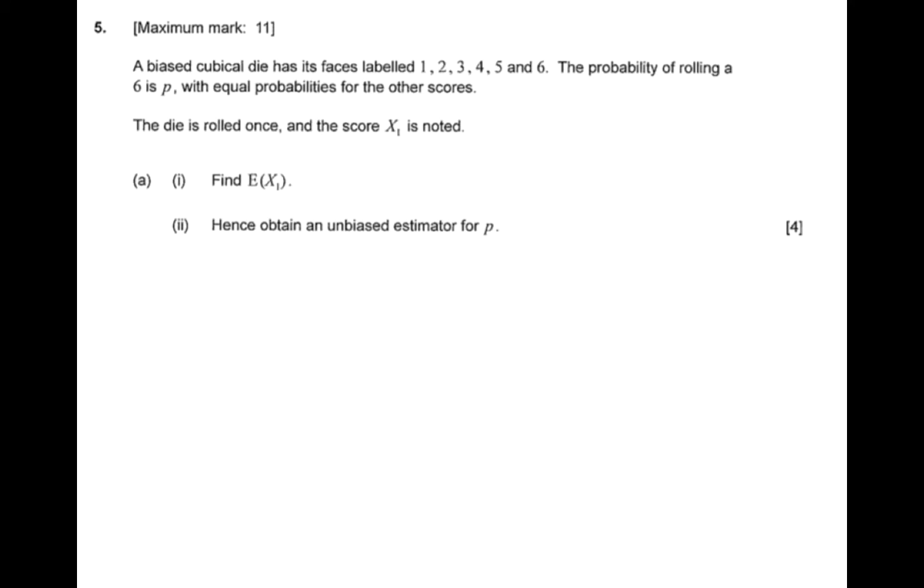Okay, we haven't finished part 2 yet, so we found that E of X1 was equal to 3p plus 3. Now for part 2, it's asking us for an unbiased estimator for p. So we want E of some function of X1 to be an unbiased estimator for p, so the expected value of the variable we're dealing with has got to equal p. So how can we transform this into p?